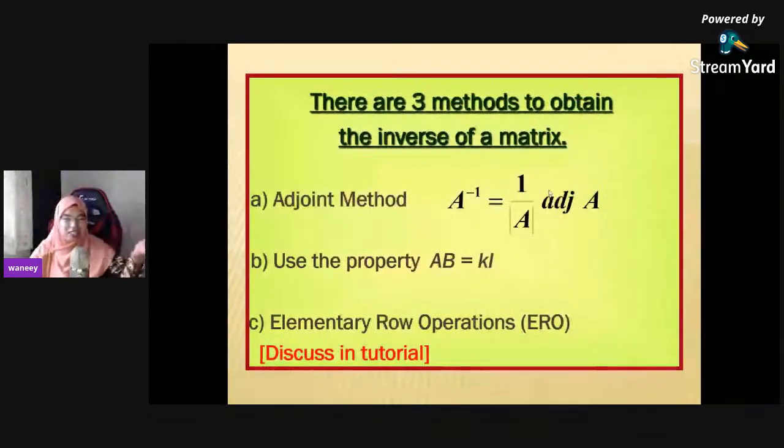So siapa yang tutorial dengan saya, rasa ada satu kelas kot. Saya dah bincang dah. Yang lain tu nantilah kita bincang.